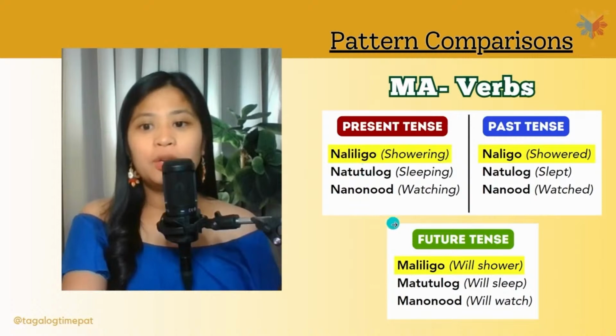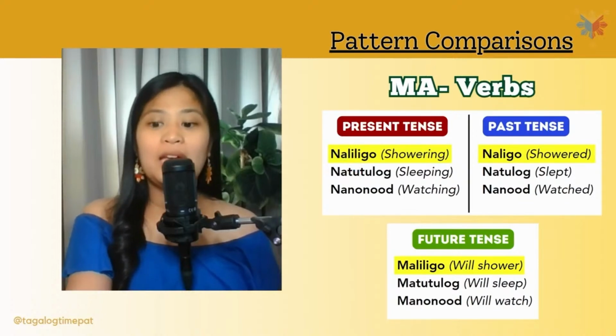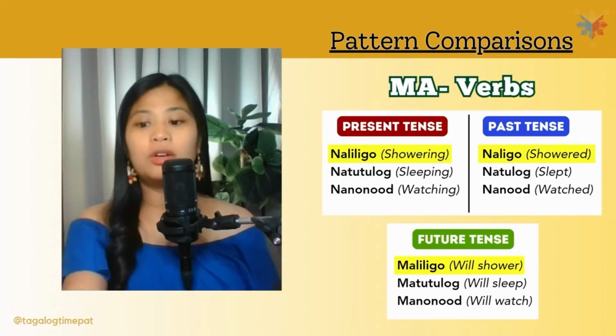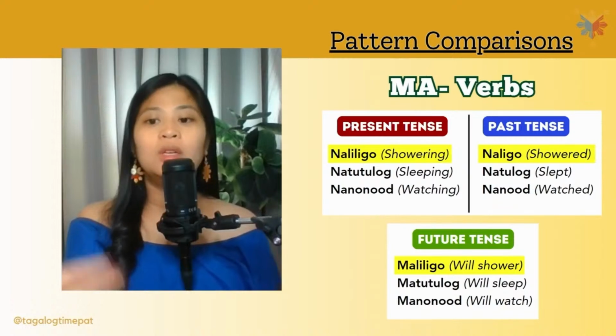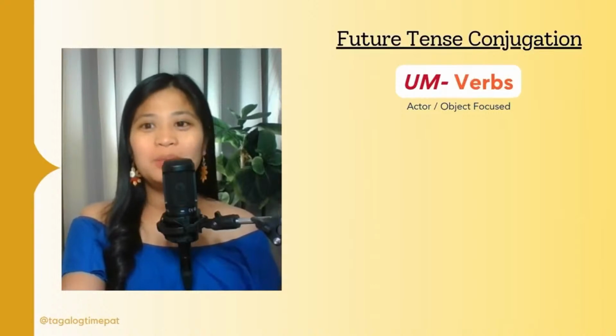Again, for ma verbs, it's a very similar pattern for present and future tense conjugation. The only difference is that first letter. But they both have that repeated first syllable. So again, try to listen carefully or try to rely on the context clues so that you can figure out what they're talking about. Okay, next, verbs.